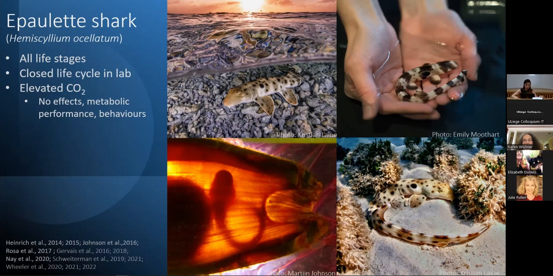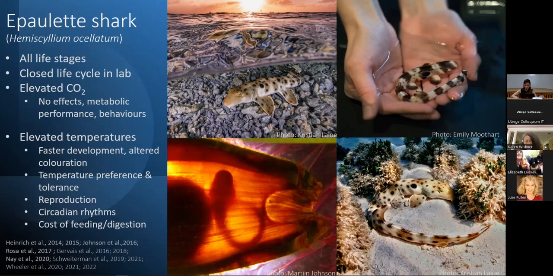Temperature is an issue for this species. It speeds up development. It leads to embryos hatching earlier, having used up their yolk faster, they have higher metabolic costs, and they have disrupted coloration patterning. And we've done a lot in terms of high temperature tolerance, preference, and how temperature influences reproduction and their circadian rhythms as well. And we've also been looking at the feeding, the cost of feeding and the cost of digestion. And this is ongoing work for my team.